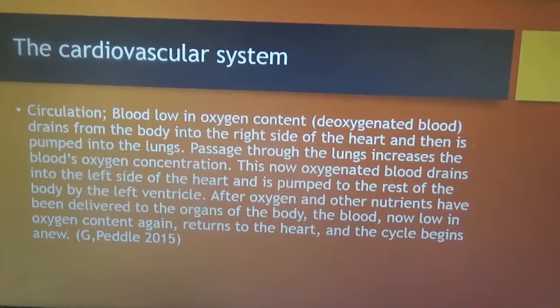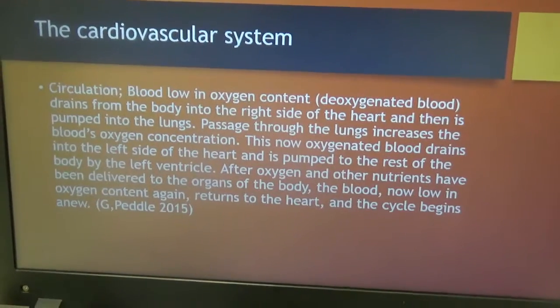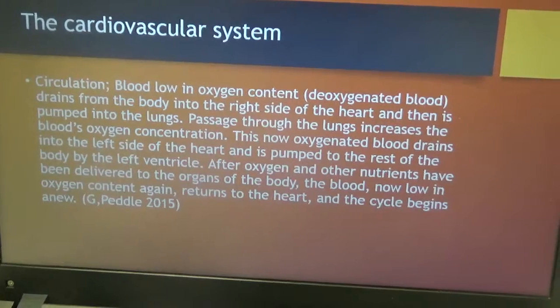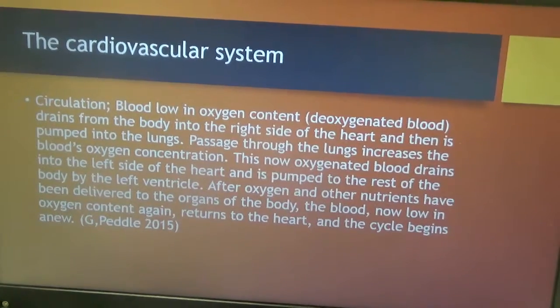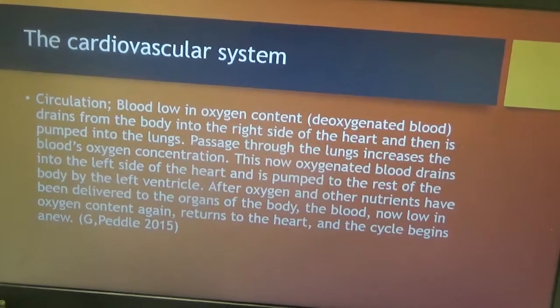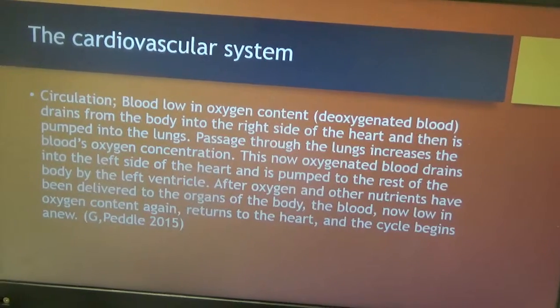slide. Circulation. Blood low in oxygen content, otherwise known as deoxygenated blood, drains from the body into the right side of the heart and then is pumped into the lungs. This passes through the lungs, which increases the blood's oxygen concentration. This is now oxygenated blood, which drains into the left side of the heart and is pumped to the rest of the body by the left ventricle.